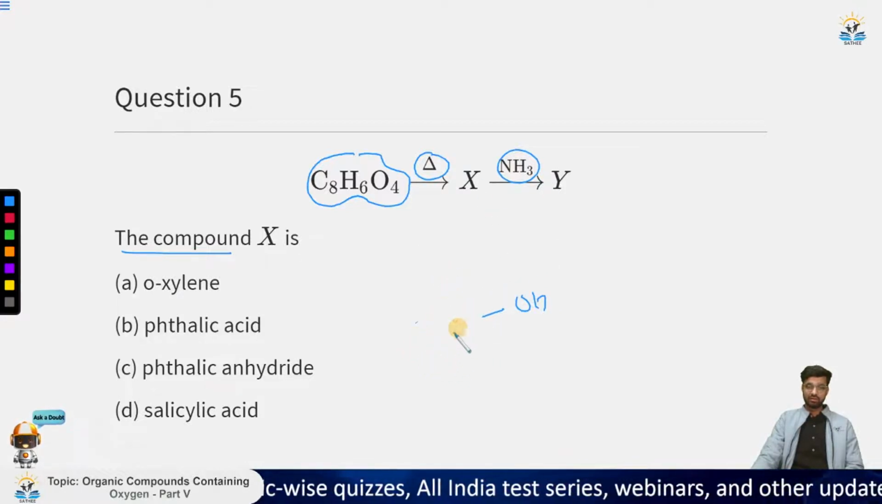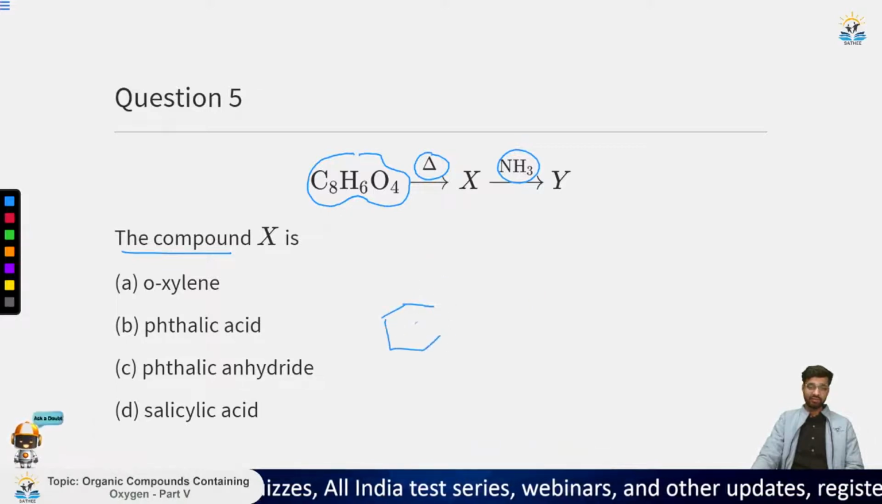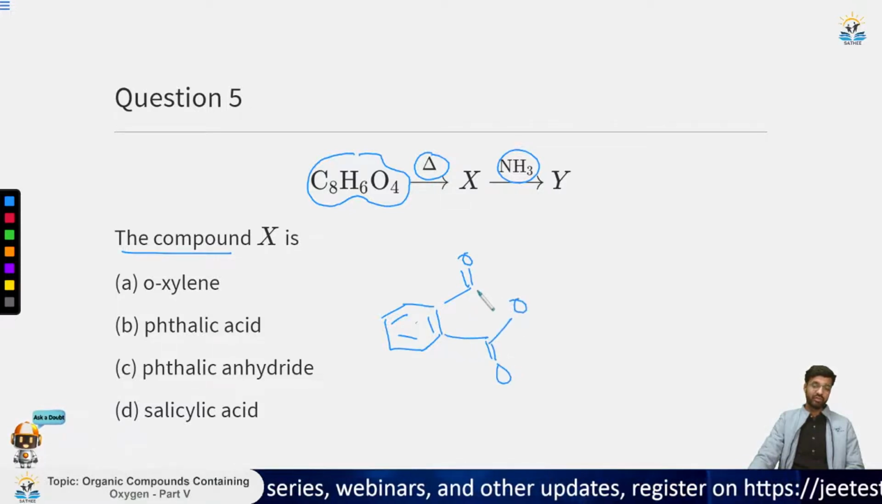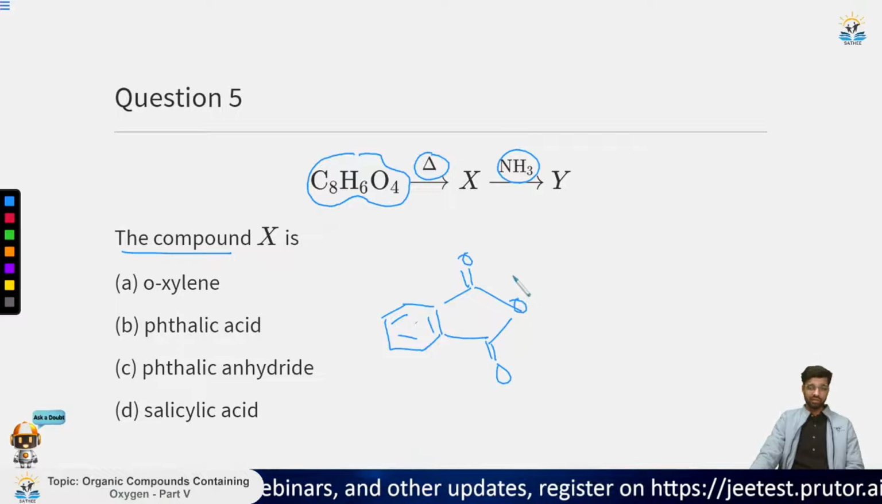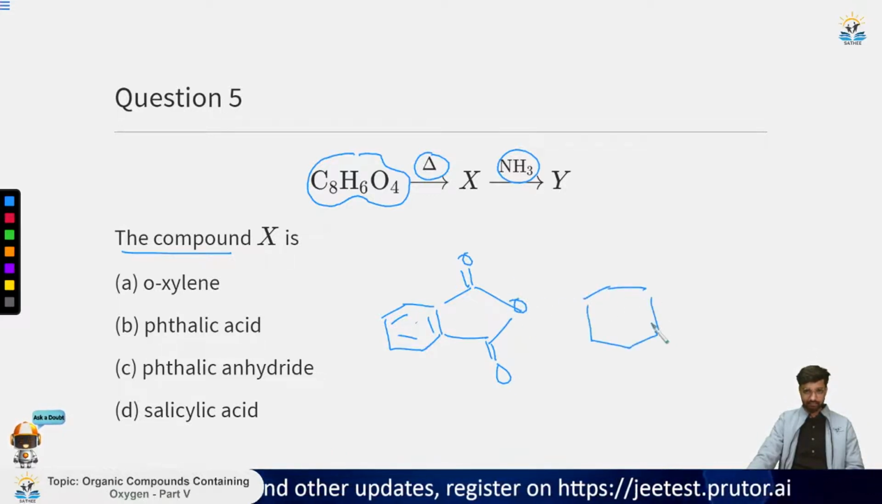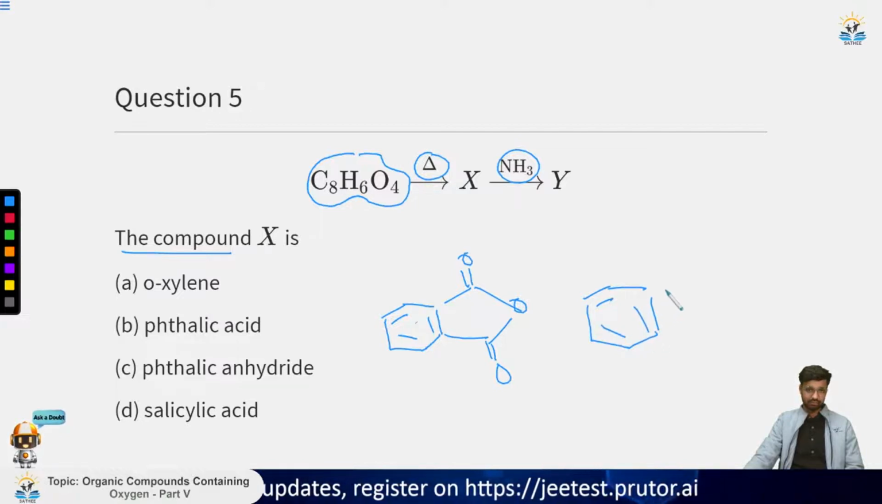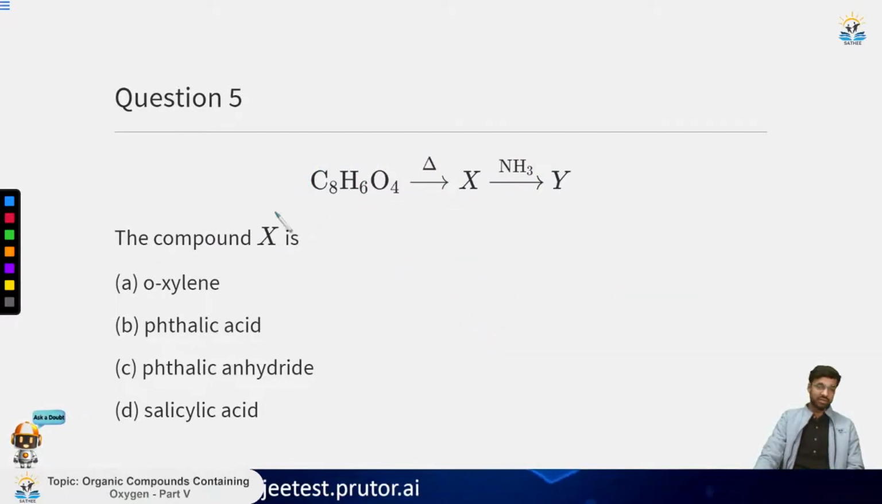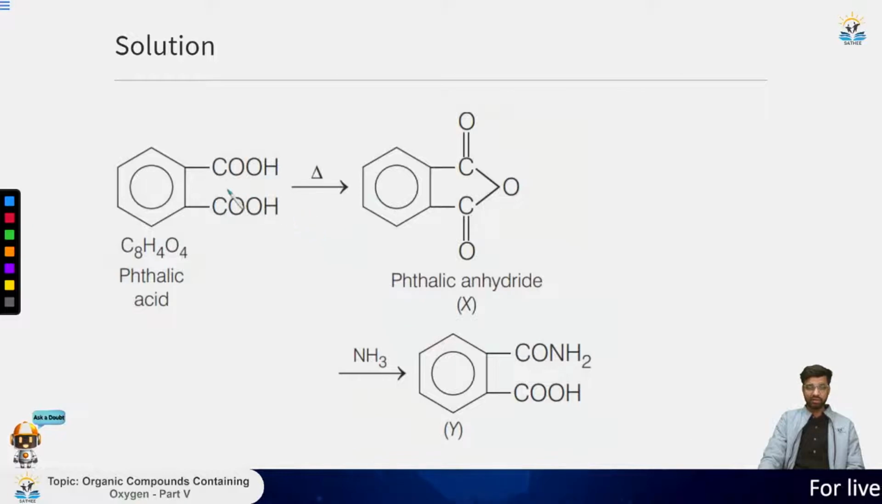So it is wrong. Now if you consider phthalic anhydride, for those who don't know, this is phthalic acid. And if you combine both of these, it will give you phthalic anhydride. Now if you heat it, okay, so sorry for the confusion. I think this question is incomplete. So we are taking phthalic acid and then we are getting phthalic anhydride. So this is the complete reaction that we are having.